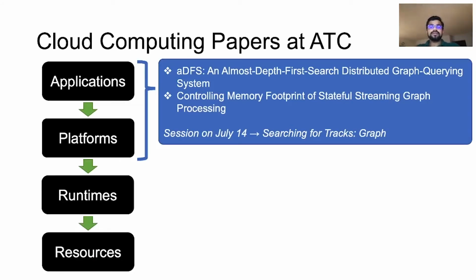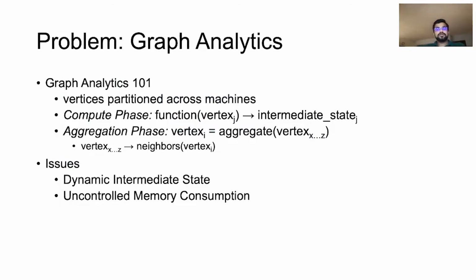Next, we look at two papers that propose memory-efficient platforms for batched graph analytics and streaming graph analytics. To understand the key issues with graph analytics, it is important to understand how graphs are stored and computed upon. Graph vertices are partitioned across a distributed set of machines. Typically, all vertices of the graph first execute some compute function and generate intermediate state in the compute phase. In the aggregation phase, intermediate state is batched and pushed over graph edges that might cross machine boundaries over the network. This leads to two key challenges.